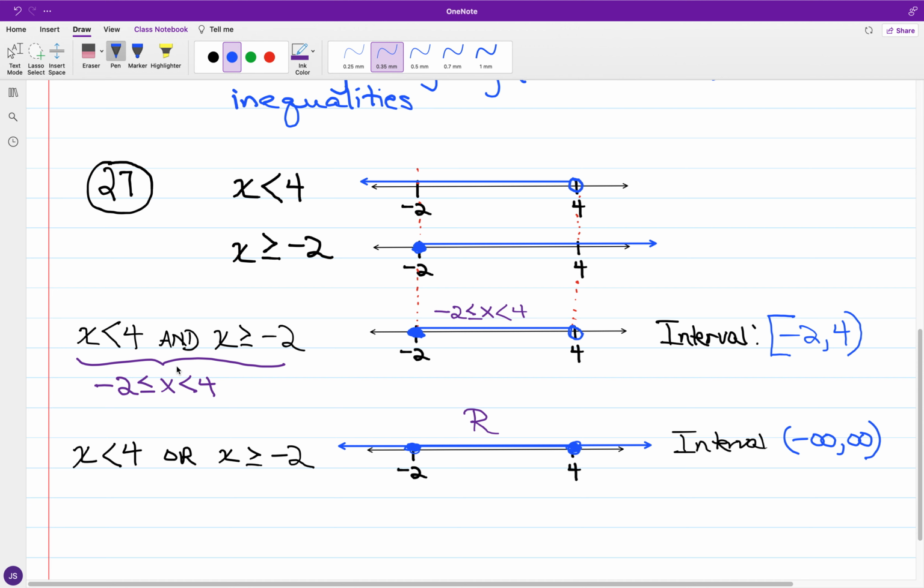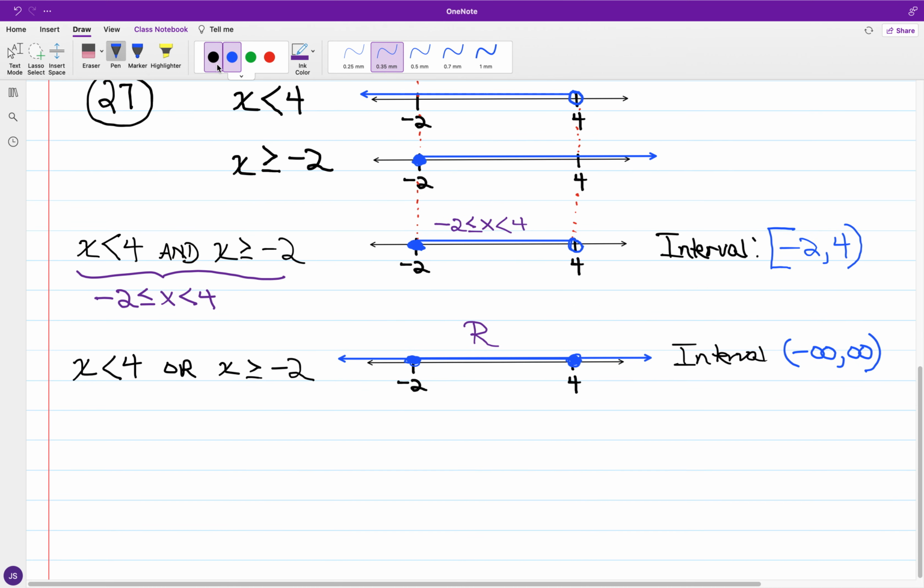So with the word and, you're looking at just the elements shared between the inequalities. And so you have -2 is less than or equal to x is less than 4. But with the word or, you're combining everything regardless of whether anything is shared or not.